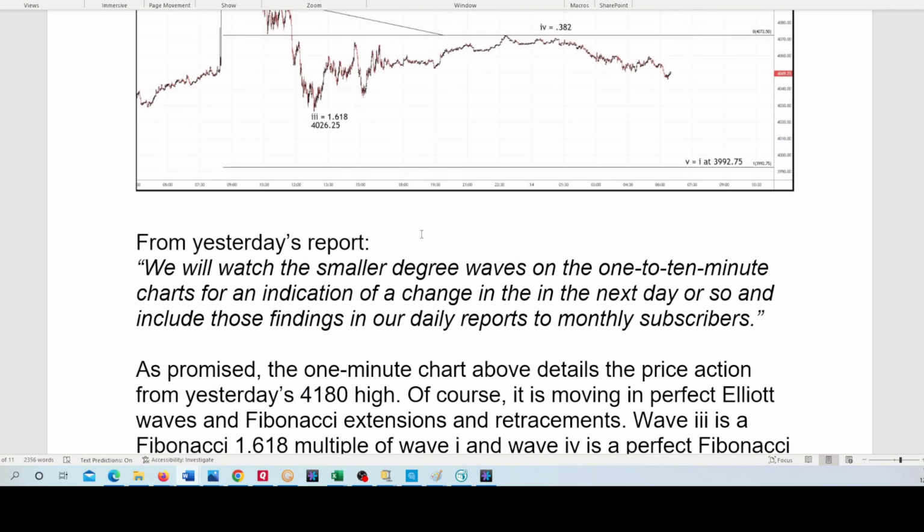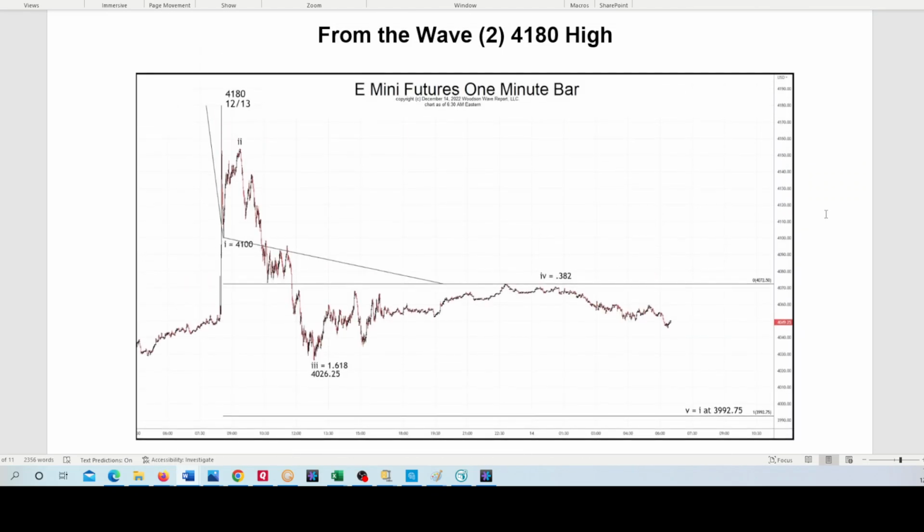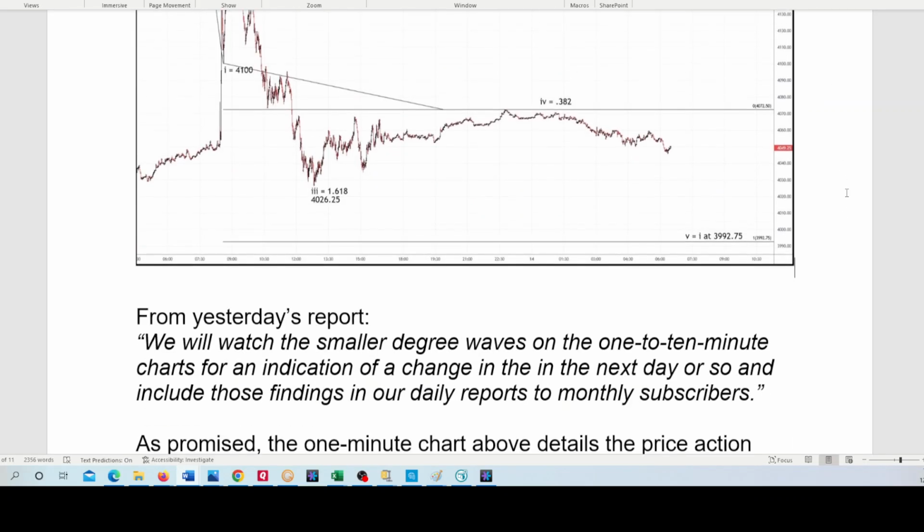Okay, here it was from yesterday's report. We'll watch the smaller degree waves on 1 to 10 minute to indicate a change in trend in the next day or so. So as promised, here is that 1 minute chart. Okay, there's the blow off top. We've got a 1 down, a 2 up, a 3 down was a perfect 1.618 multiple, 4 up, which so far is a perfect 382, and there's where 5 equals 1 at 39.92. And that's what we're looking for.